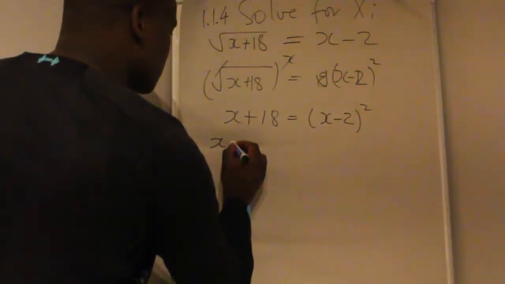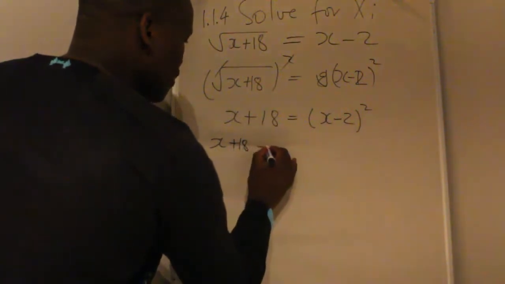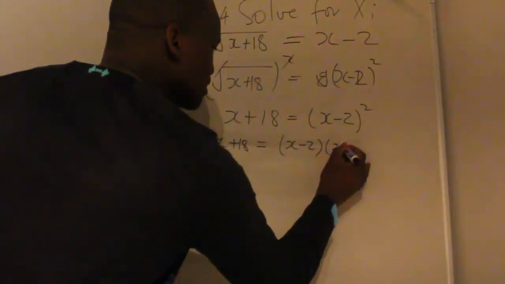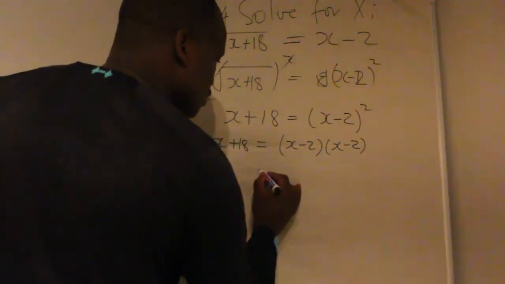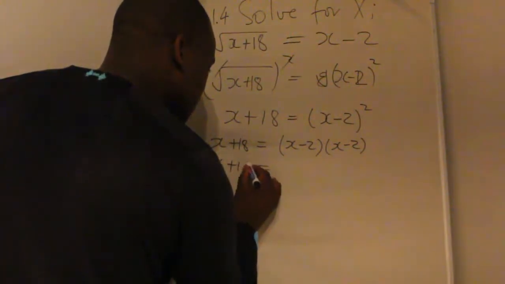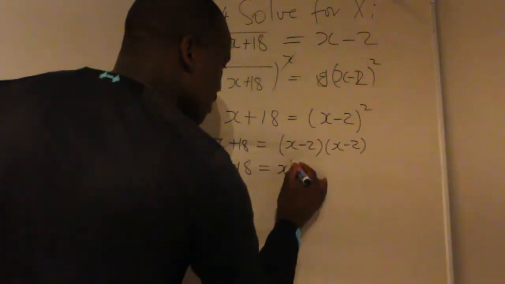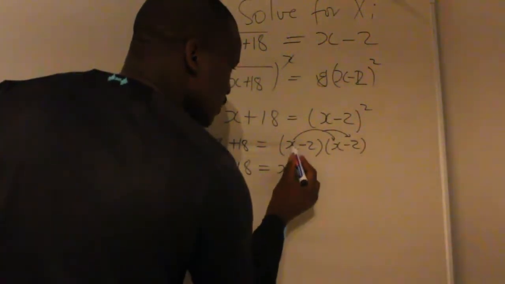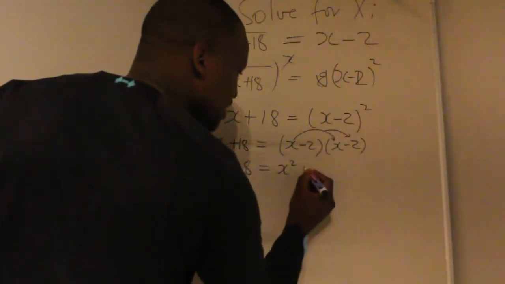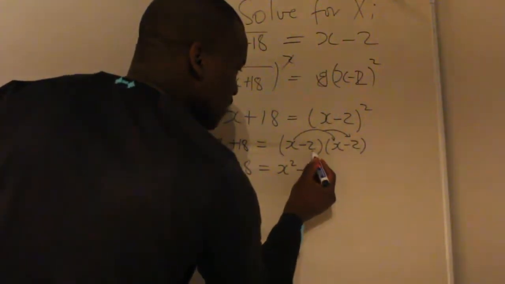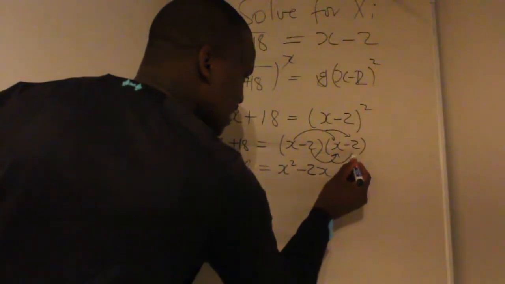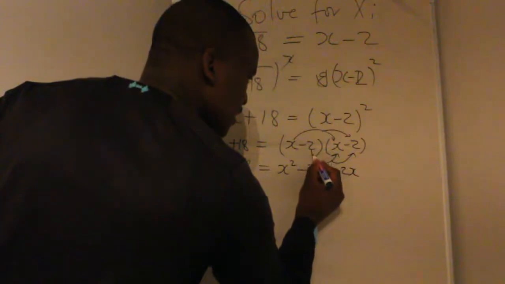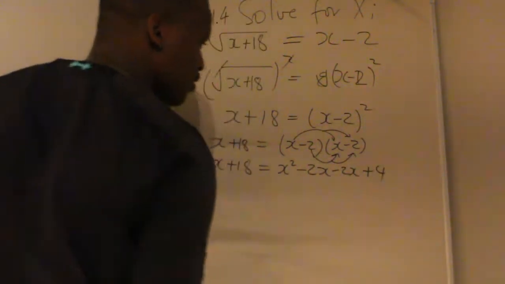So it's x plus 18, which is equal to x minus 2, times x minus 2. So x times x is x squared. x times negative 2 is negative 2x. Negative 2 times x is negative 2x. Negative 2 times negative 2 is 4.